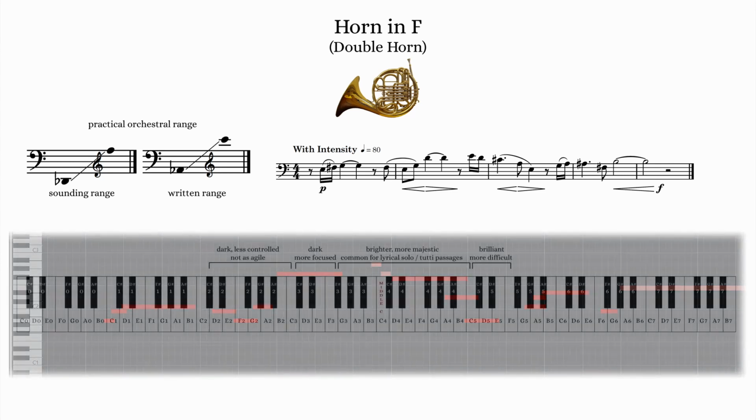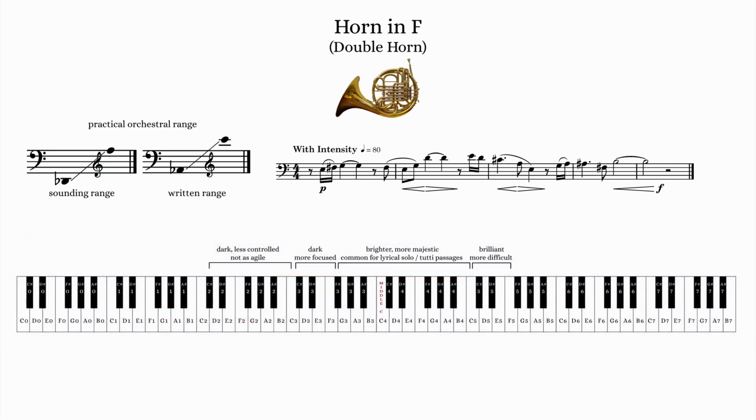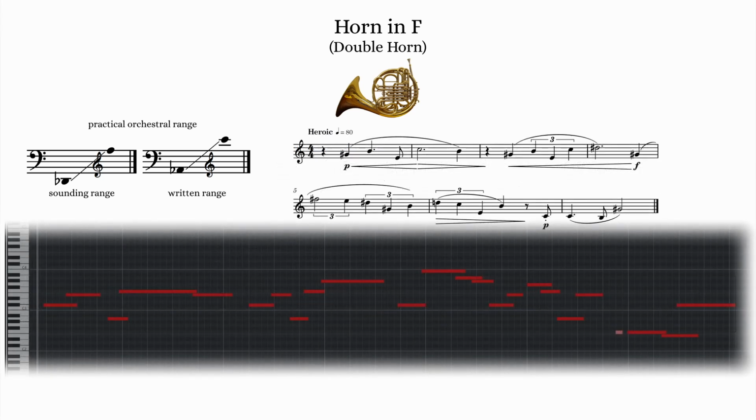Notes written within the treble clef staff are a bit brighter and more majestic in timbre. This is commonly where the more lyrical solo and tutti horn melodies will be found, as the brighter timbre more easily cuts through the orchestra.